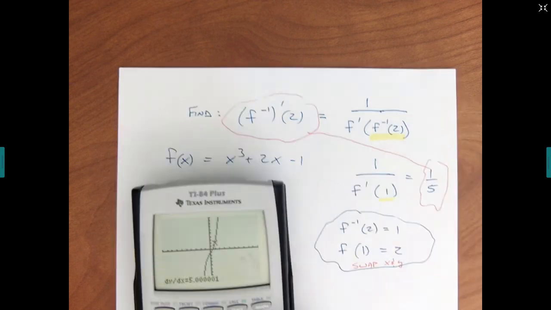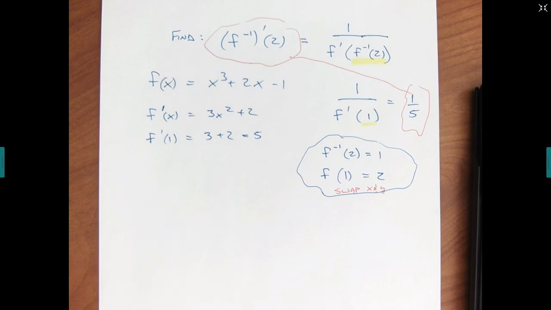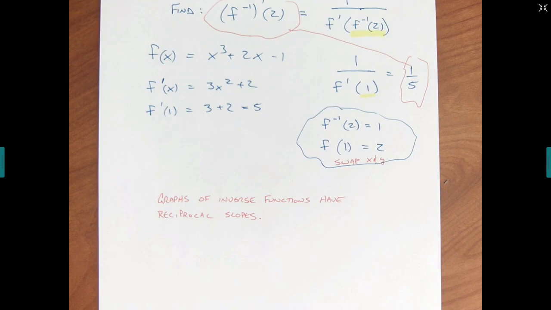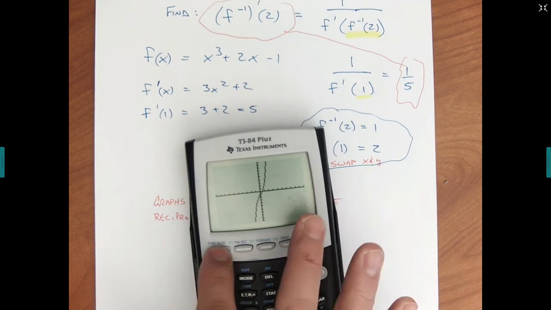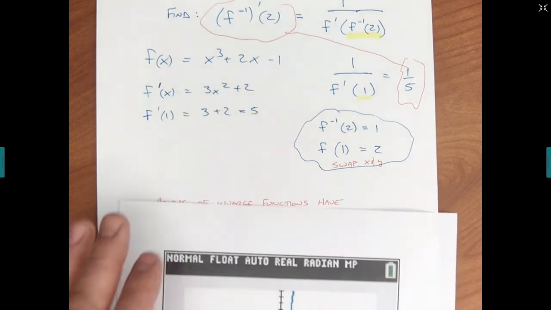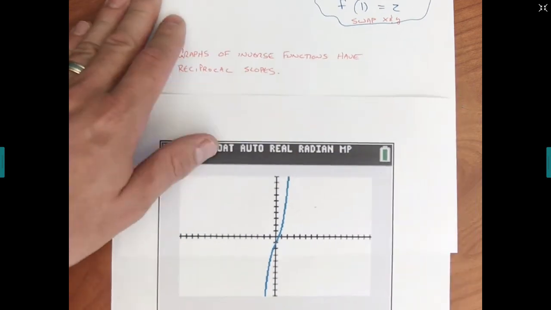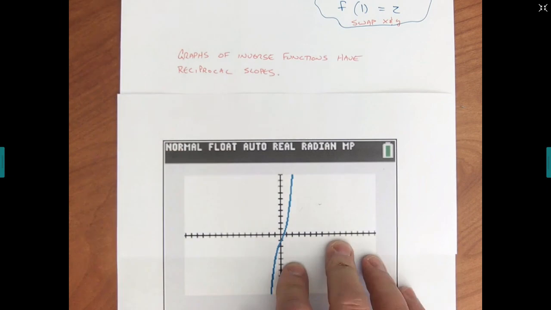Let's just make a note of our observation that we're just talking about, and that is graphs of inverse functions have reciprocal slopes. So I'm going to write that down. All right, well, let's take a look at it. I graphed that function, of course, and I made a quick little printout of it so we could kind of explore this inverse function. Now I'm just going to draw it.